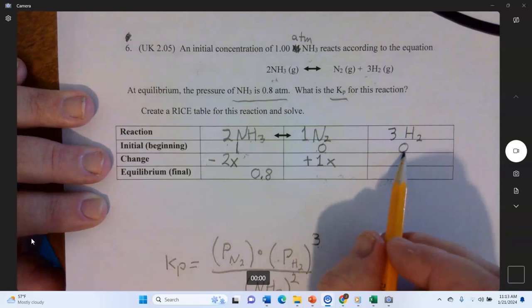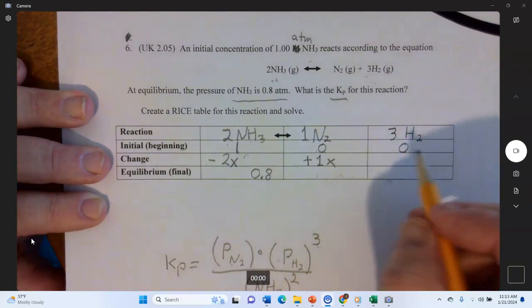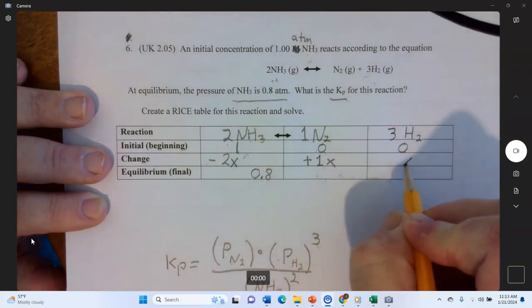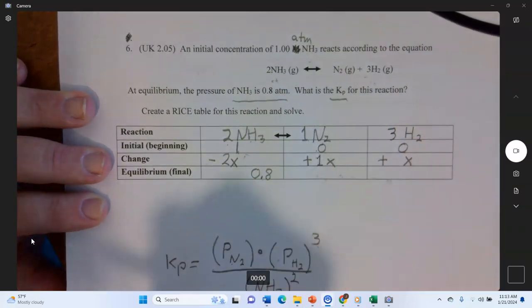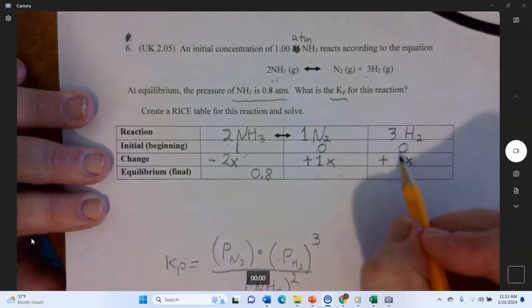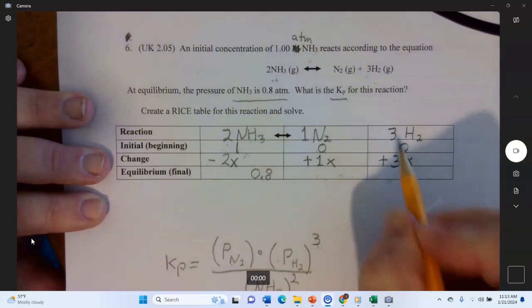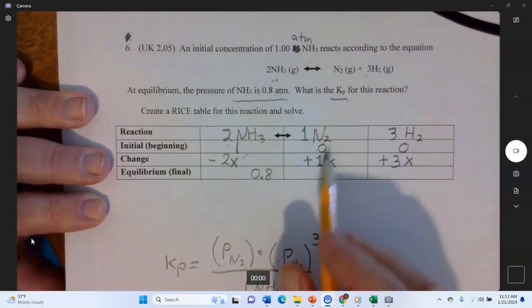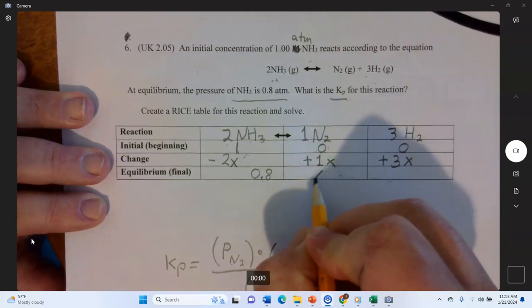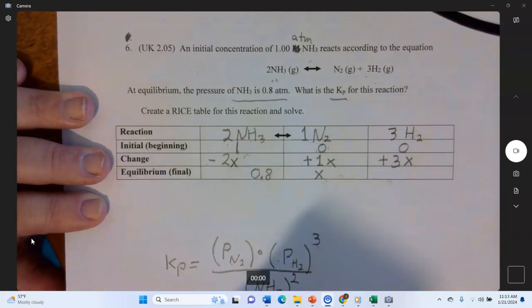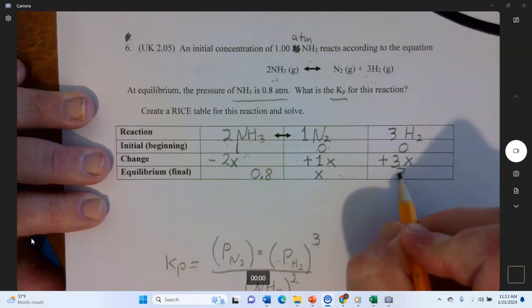Okay, finally this one, we know it's going to go up by some value of x. It's positive because it's on the product side, it's going to be going up in value, and we have a coefficient of 3, so we put that there. Now let's go ahead and solve this. So 0 plus 1x is 1x. At this point now, I'm just going to call it x. All right, and 0 plus 3x is 3x.